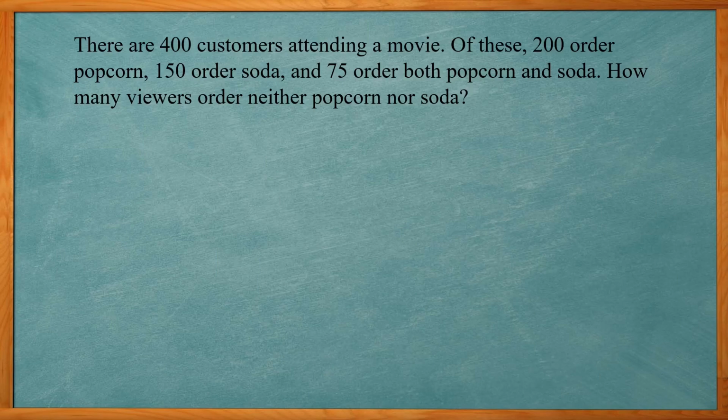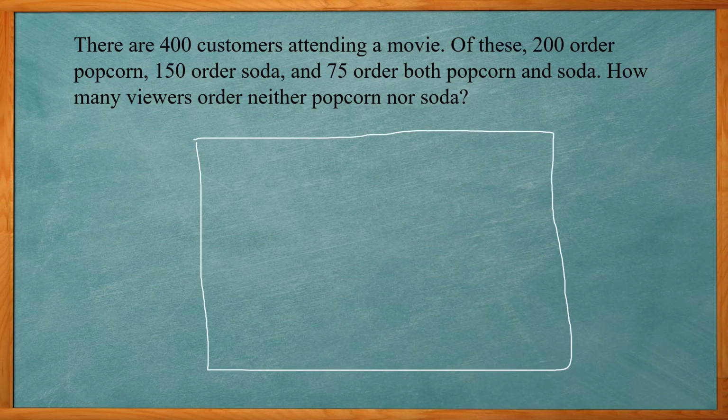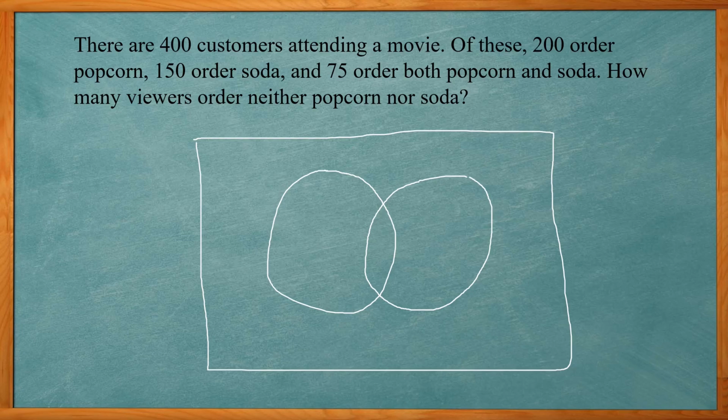Next example, it says there are 400 customers attending a movie. Of these, 200 order popcorn, 150 order soda, and 75 order both popcorn and soda. How many viewers order neither popcorn nor soda? So again, I want to draw my Venn diagrams. The 2 circles overlap. That's the intersection of those 2. I'll label this popcorn over here. And soda.